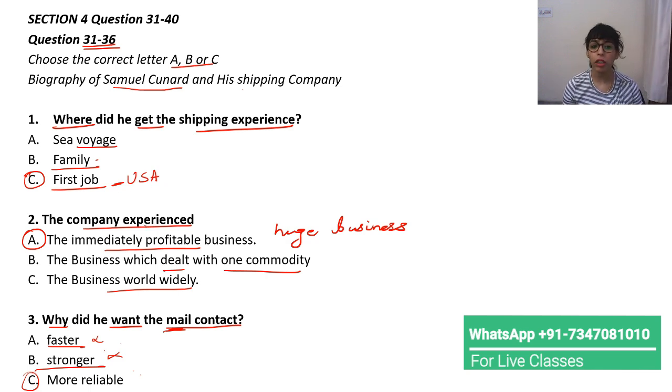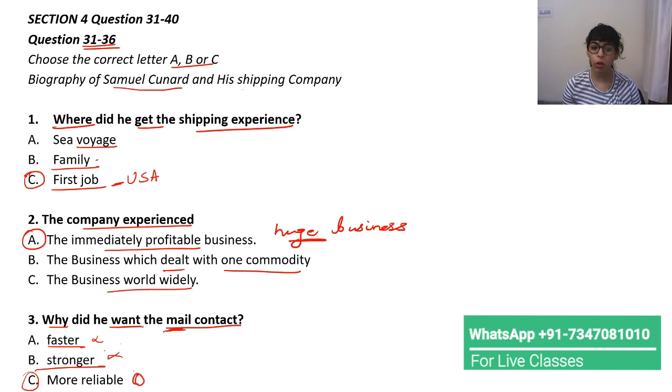Then they talked about the company experience. Clearly they mentioned it experienced huge business. It was profitable. It earned a lot. A good name and fame in the industry. So we have to listen carefully. We are just going to cross the options which we think are not relevant and then we'll correct the relevant one. Then they talked about why did he want the mail contract, because earlier they were not faster, okay, so he wanted the mail contract as it was more reliable.